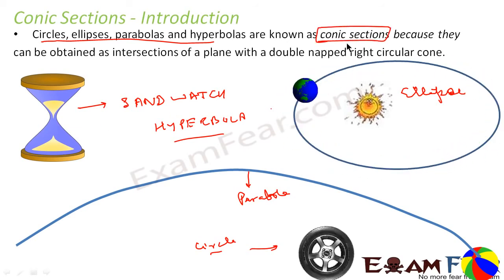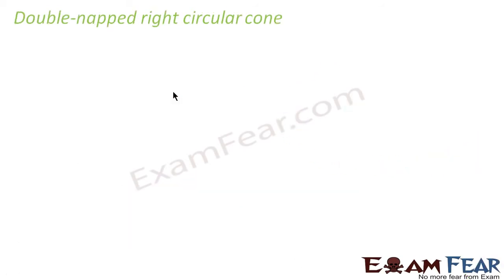Now I will find out why they are called conic sections. Why not ABC section, PQR section, circular sections? They are called conic sections because a cone is involved, right? A circular cone is involved. I'll explain in the next slides.